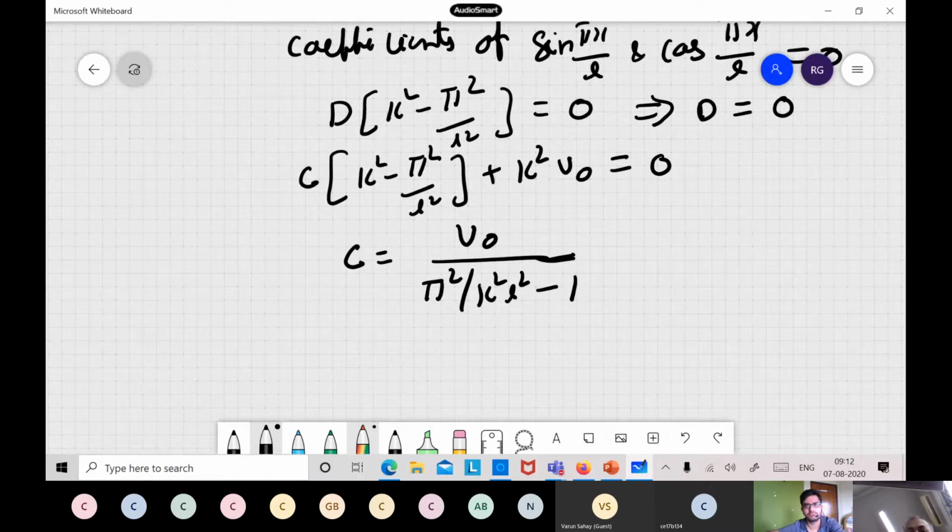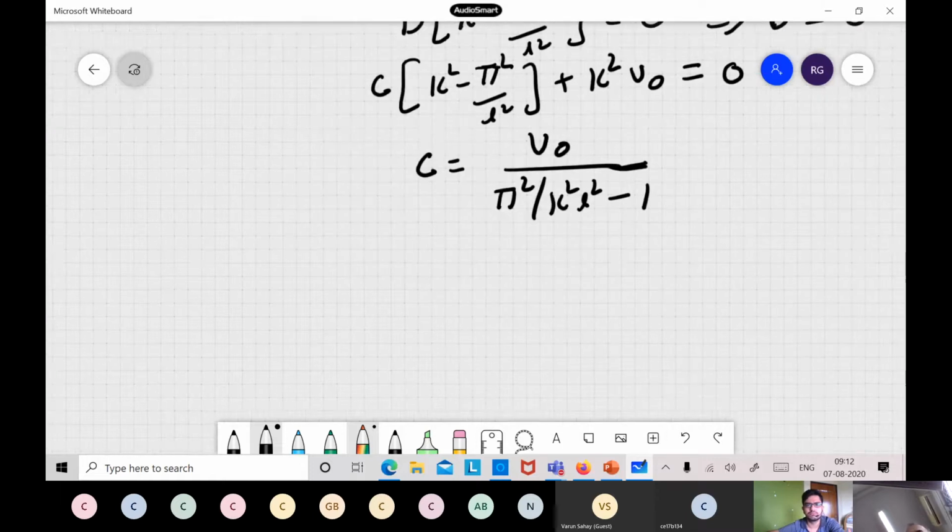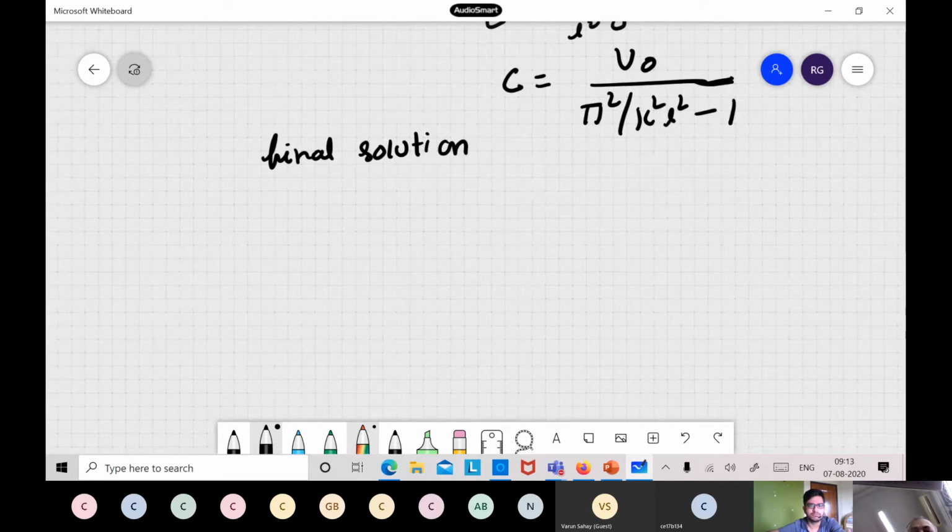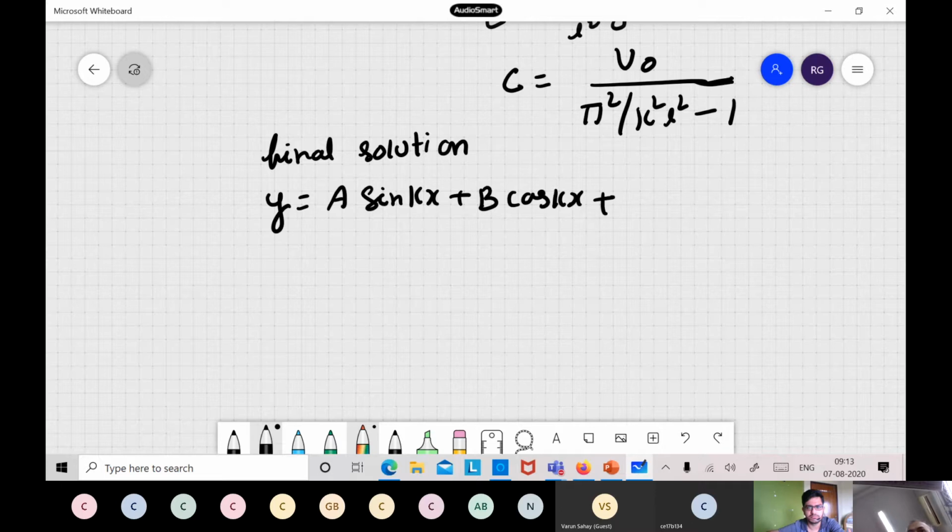This is how C is obtained. So D is 0. Now the total solution, if you combine the particular integral plus the complementary solution, is y equal to a sine kx plus b cos kx plus, if I integrate the new term, alpha by 1 minus alpha times v naught sine pi x by L.